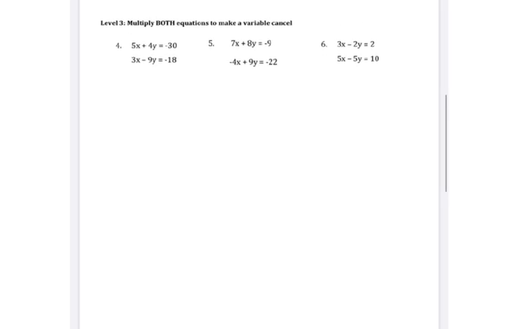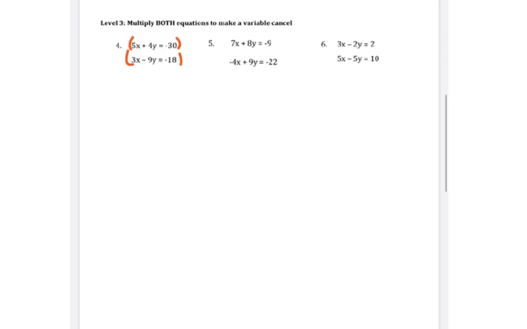So if we look at number 4, if I look at these numbers, 3 times nothing will ever make a 5, and 4 times nothing will ever make a 9. So there is nothing I can just multiply one equation by to make this cancel. So what we have to do is multiply them both by some number. I like to eliminate my x's. You can eliminate either, but the x's are just a little bit easier for me to see.